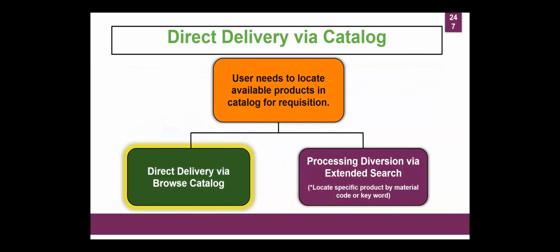So let's talk about what we're doing here. Direct delivery versus catalog. Users need to locate available products in the catalog for requisitions. So with direct delivery, we are searching for the products. Whereas when we get into processing in the next section, you're actually going to search for them via a material code or keywords. So it's a little bit different. Right now, we're just browsing a catalog, seeing what's available.